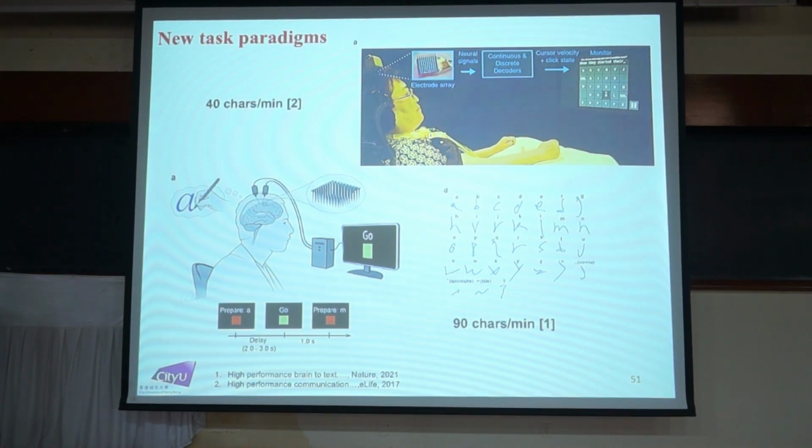So this was a breakthrough that happened, I think in 2021, coming from Krishna Shenoy's lab at Stanford, where instead of telling the person to think about moving the cursor towards A, they told them to think about writing the letter A, and they decoded the activity corresponding to that. Changing this task paradigm allowed them to go from 40 characters per minute to 90 characters per minute. It seems this is much more natural for the brain to generate this kind of dynamics. This is fantastic, right? You rethink the paradigm in which you are doing all your experiments. I think that's very important.